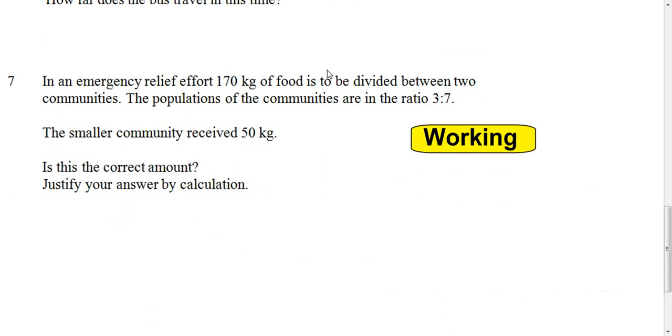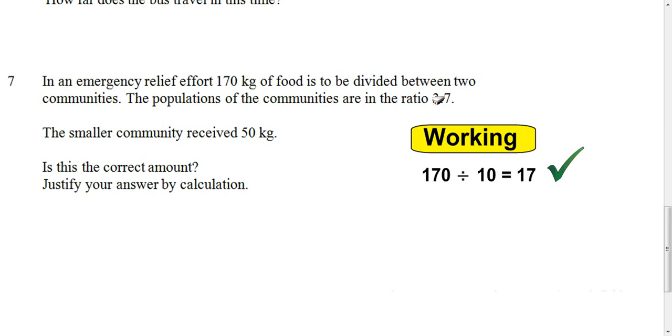Okay, question 7. An emergency relief effort, 170 kilograms of food, is to be divided between two communities. The populations of the communities are in the ratio of 3 to 7. The smaller community received 50 kilograms. Is this the correct amount? And justify your answer by calculation. So the first thing we have to do here is divide the 170 into 10 shares. One part's getting 3, another part's getting 7, so altogether there's 10 shares there, so we divide 170 by 10 to get 17.